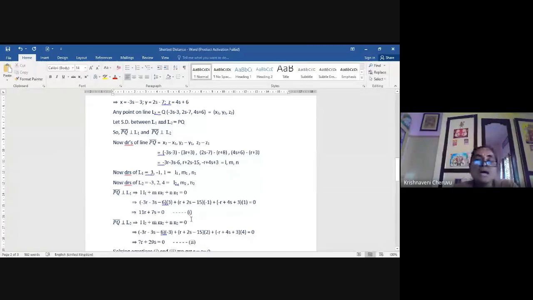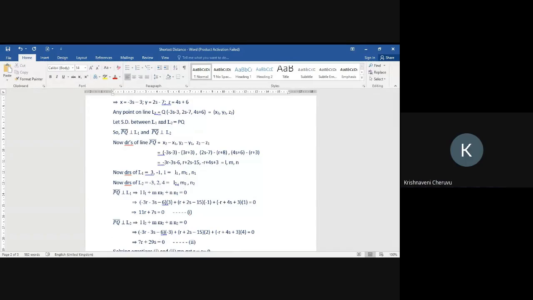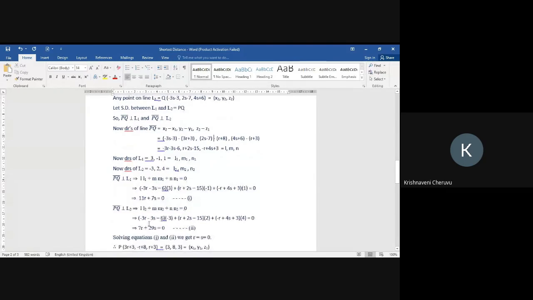And another condition is PQ is perpendicular to L2. So l means this, girls. L2 means this one, minus 3. L2 plus this is M2. M M2 plus N N2 is equal to 0. Condition for perpendicularity. If you simplify this, you get 7R plus 29S is equal to 0.